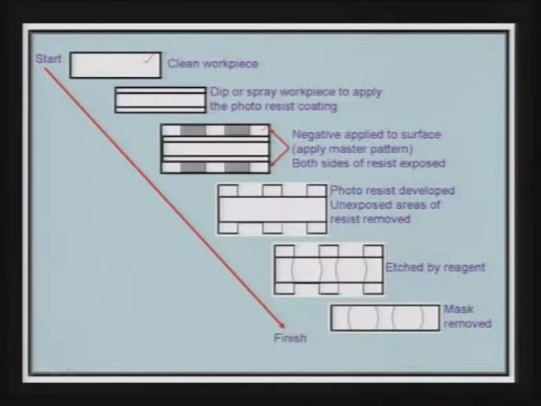Now, after applying the photoresist and developing, the unexposed areas of the resist are removed. So, you can see here these are the areas from which the material will be removed when it is dipped inside the etchant bath, and you can see, etched by the reagents, the material has been removed by the etchant from both sides, and you can see the cavity that has been formed over here, and this is the final part that has been obtained.